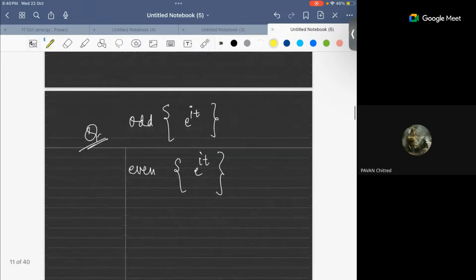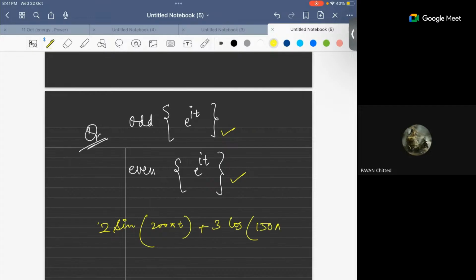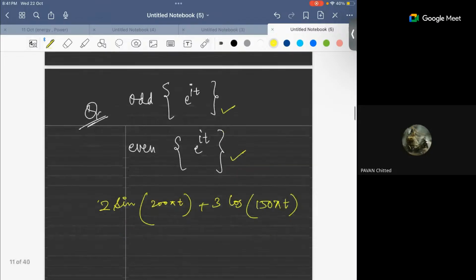Similarly, how will you calculate the odd part and even part of the signal e to the power jt? You have to calculate the odd and even part, and then calculate the time period. I hope we are already clear with that. Let's for example, you calculate the time period of 2 cos 100 pi t plus 3 cos 50 pi t. Calculate the time period and the power of this signal x(t).